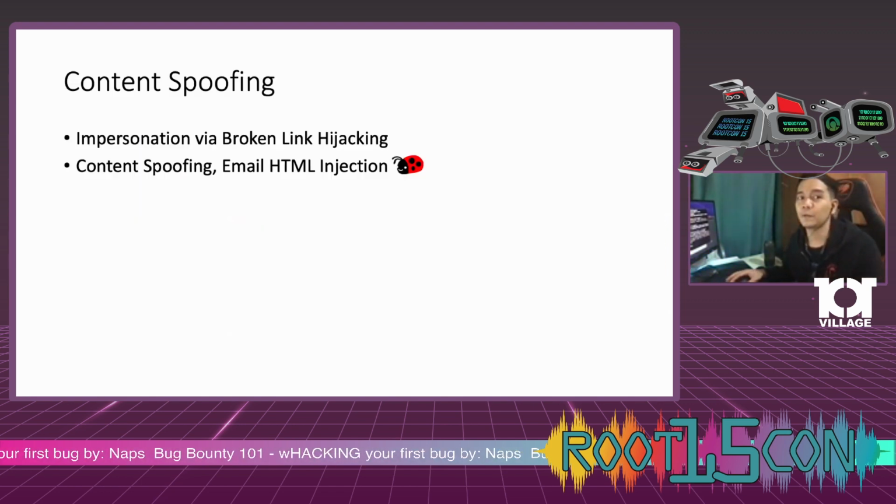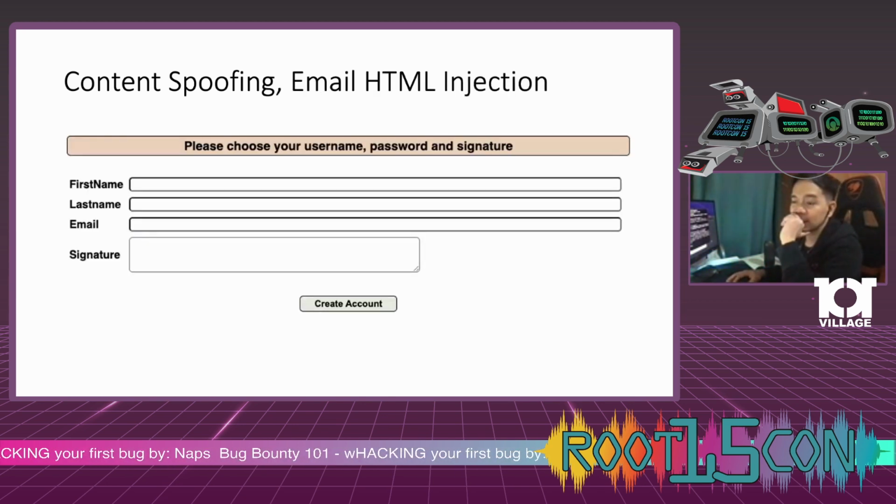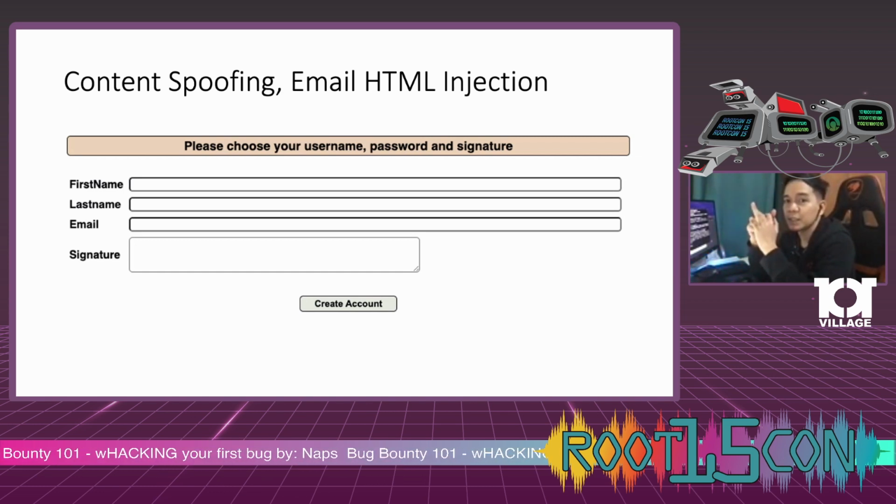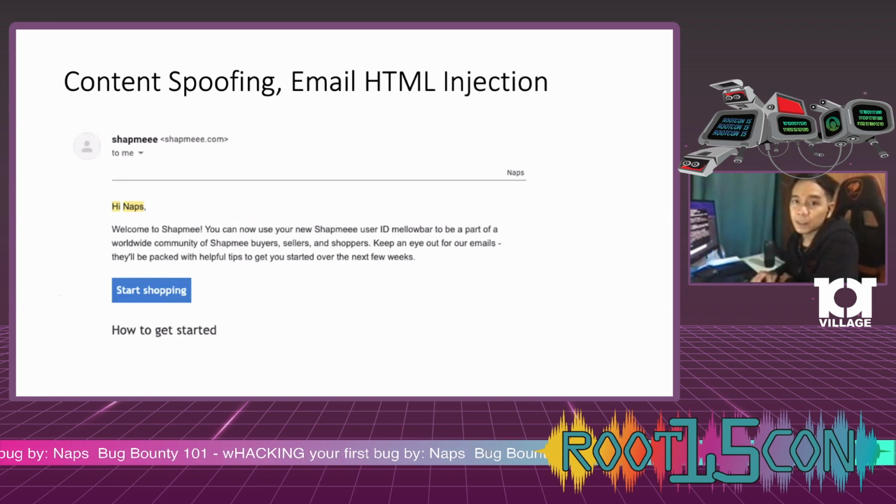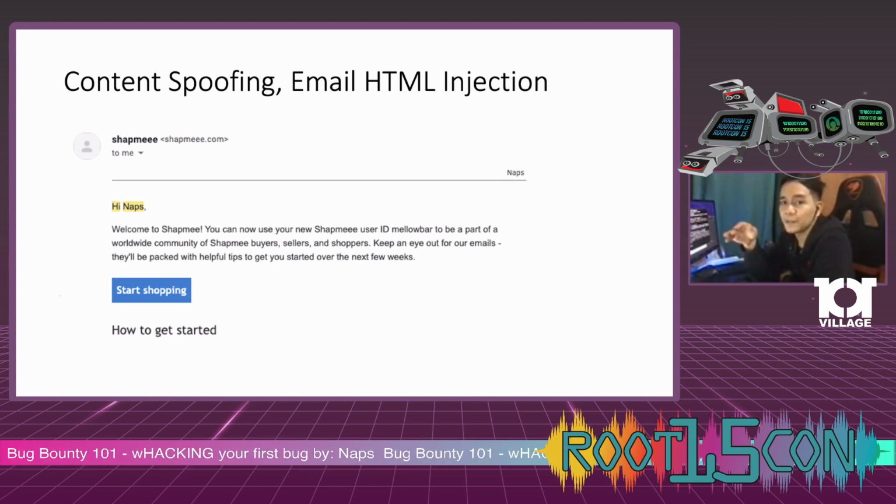So let's move on to content spoofing email HTML injection. An email HTML injection can exist everywhere, especially if there's an email. This is usually found in account registration and profile pages, because you could change your first name and last name. In this example, we will be using account registration. Normally, we'll input our first name and last name here. Upon registration, you will be receiving this kind of email. Since I inputted naps in the first name, I will receive hi naps. Okay?